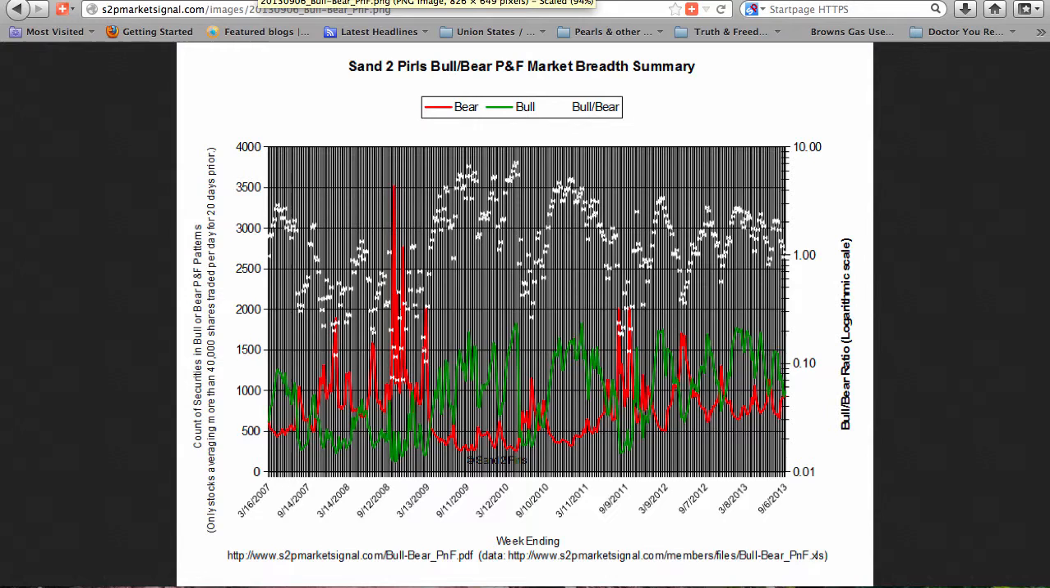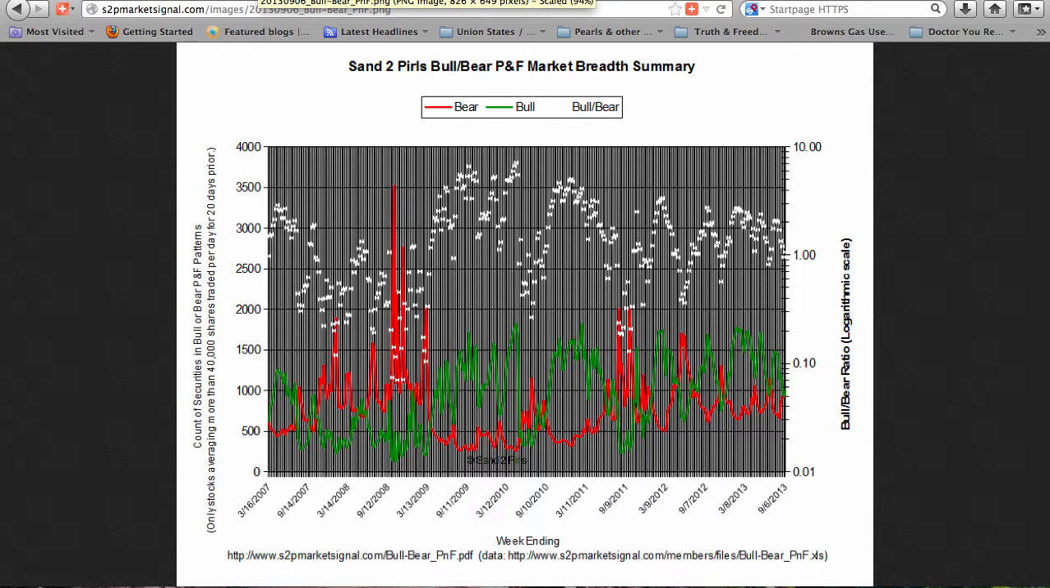Market breadth. With this past week's market advance, our bull-bear point and figure ratio rose from 0.96 to 1.07, advancing back over the line into bullish territory. The total count of securities in bullish or bearish patterns decreased 2% to 1,916. The count of bearish stocks decreased 4%, while the count of stocks in bullish patterns increased 7%.